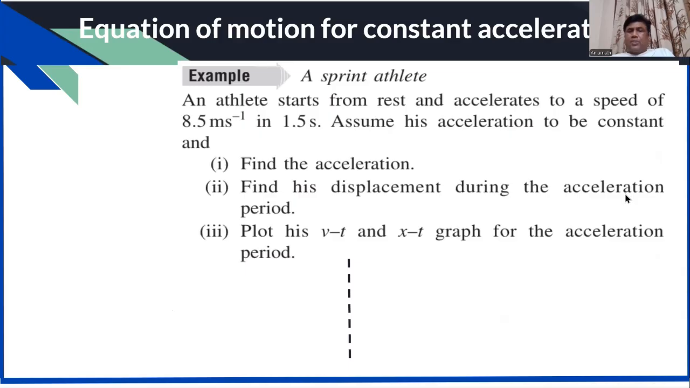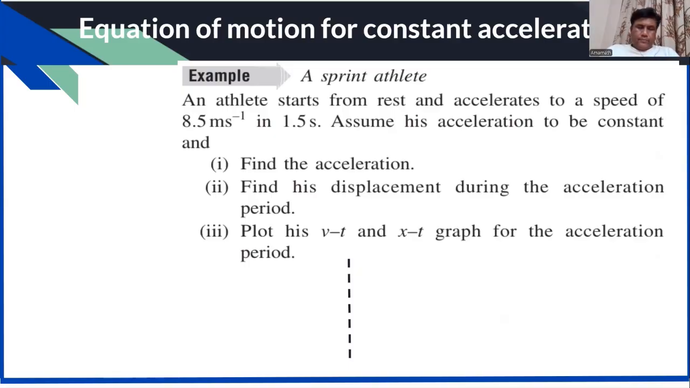An athlete starts from rest, means initial velocity is 0. It accelerates to a speed of 8.5, means final velocity is there, but acceleration is not there, in 1.5 seconds, means T is given. If the acceleration is constant, find its acceleration. Find its displacement during the acceleration period, total distance. Plot the V-T and x-t graph. Graph part, leave it for the time being.